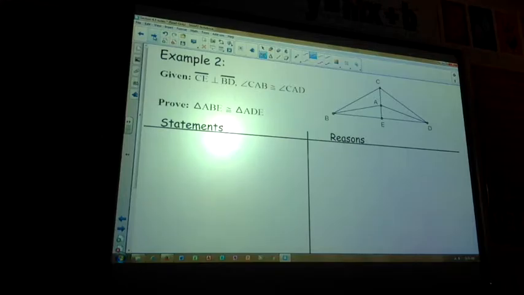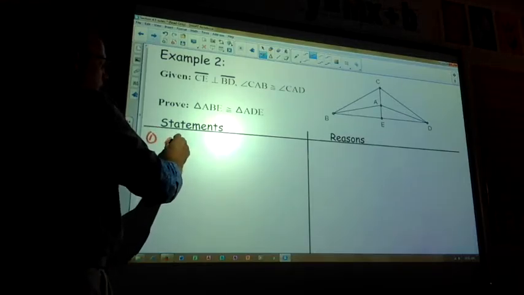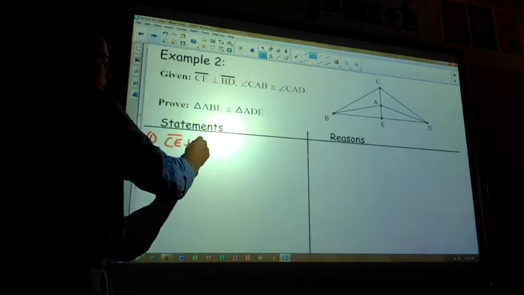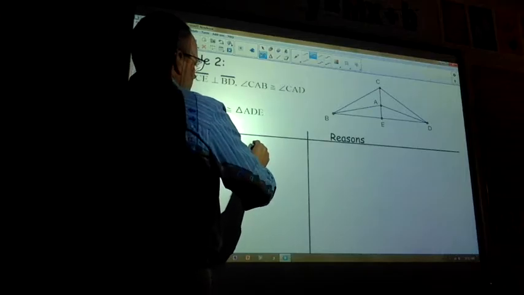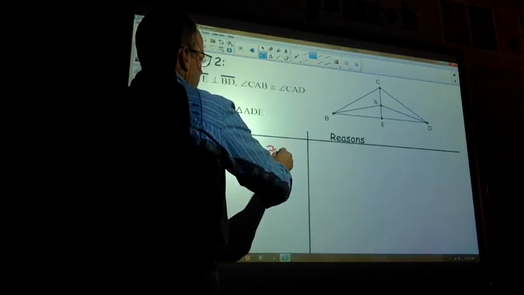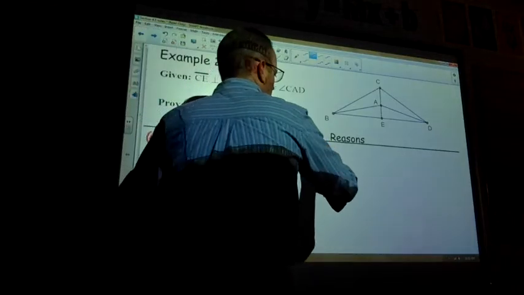This one, we're going to have some reflexive property that could take place. We have some perpendicular that could take place. Looks like we want to prove the smaller triangles, ABE and ADE. So we're not worried about the whole thing. So let's put our givens. CE is perpendicular to BD. CAB is congruent to CAD. So that's steps 1 and 2. Both are my givens.